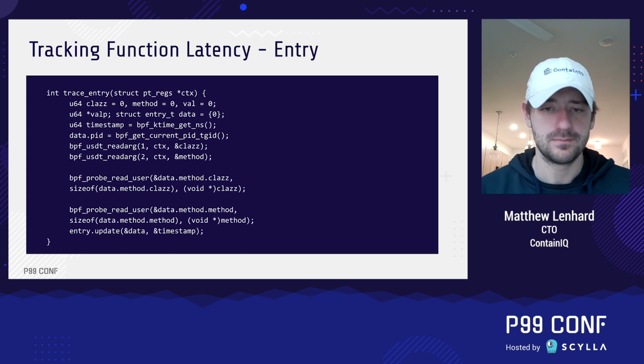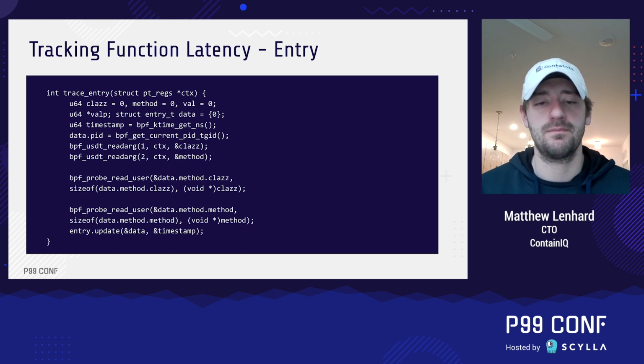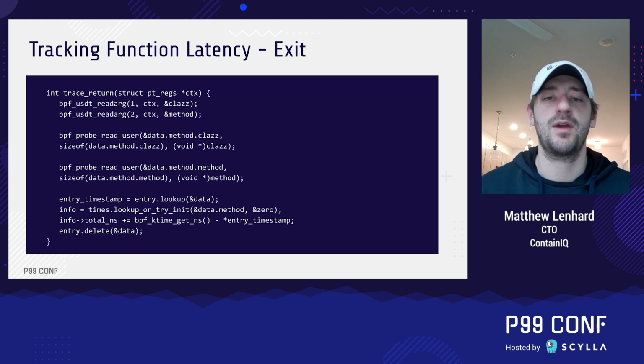We use that class and method alongside the PID, and we add it to a map so that in the exit or return tracepoint, we can calculate how long it took to run, and also do a count so we can see how many times a specific function ran. Again, the read arg is going to differ depending on the runtime, so if you're copying this code out, make sure to check out main.py and update it for your language.